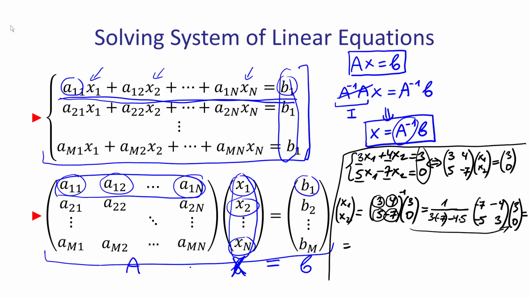Okay? The result will be minus 1 over 41 multiplied by minus 21 and minus 15. So the overall result will be 21 over 41 and 15 over 41. So this is our x1 and this is our x2. This is the solution of that system of equations. Done.